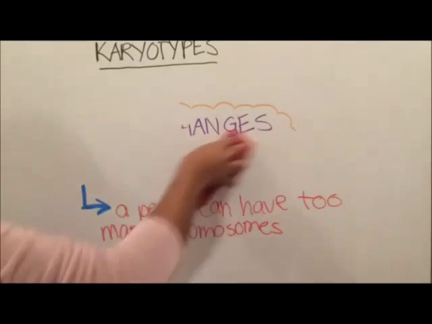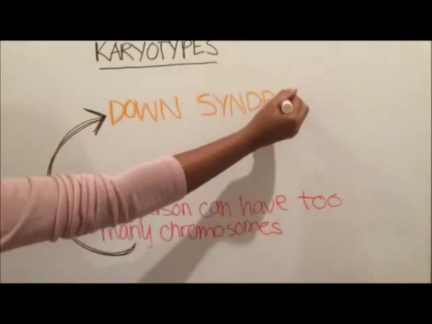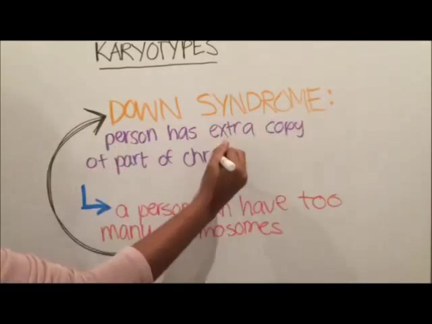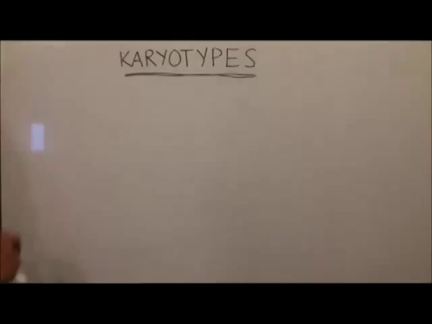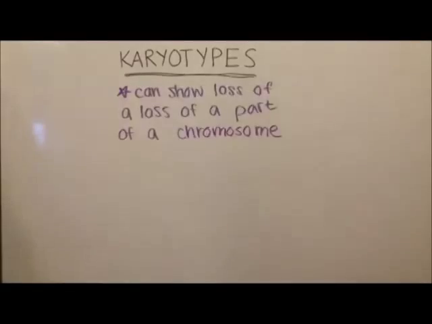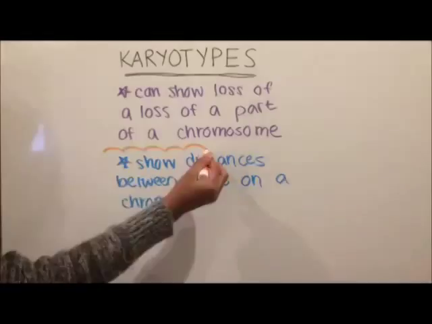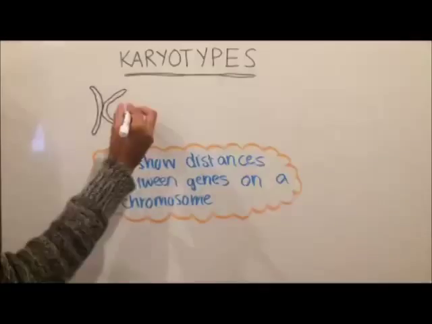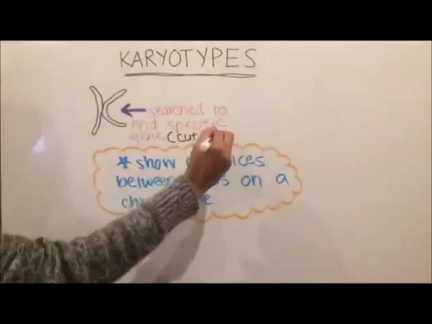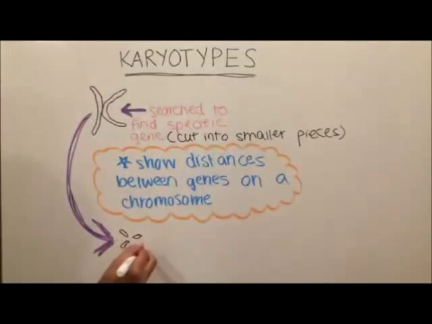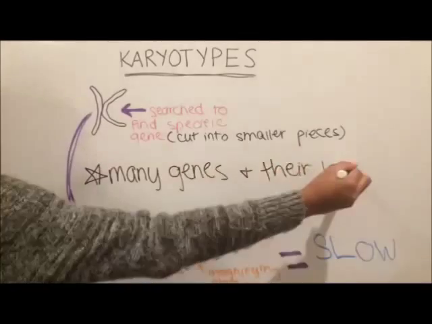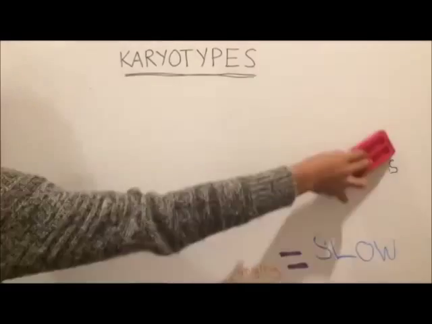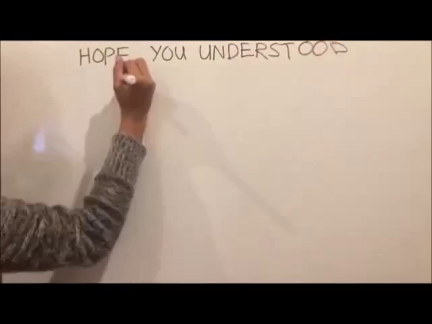For example, a person may have too many chromosomes. In Down syndrome, a person has an extra copy of a part of chromosome 21, or a karyotype can show the loss of a part of a chromosome. Scientists also use karyotypes to determine distances between genes on a chromosome. Chromosomes can be searched to find a particular gene by cutting them apart into smaller pieces. Then these chromosome parts are searched to find the gene. It's a slow and inefficient method, even though many genes and their locations are found along the way.